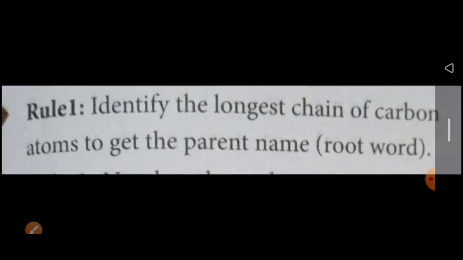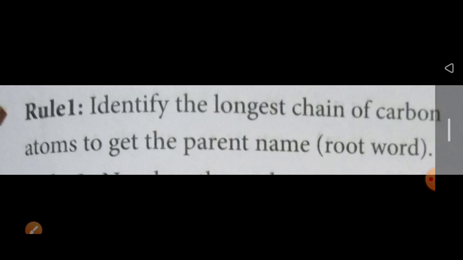Okay, now we go to the IUPAC rules for naming organic compounds. There are 6 rules to follow. Each and every rule, one by one, I am saying and explaining also. See here. The first rule is to identify the longest chain of carbon atoms to get the parent name.